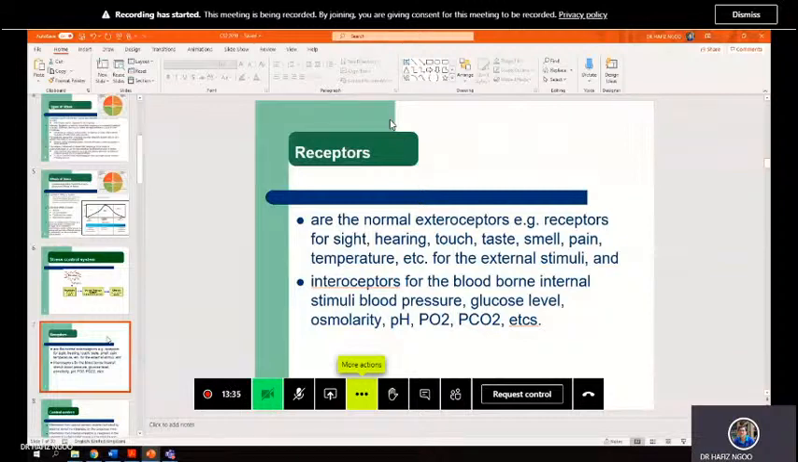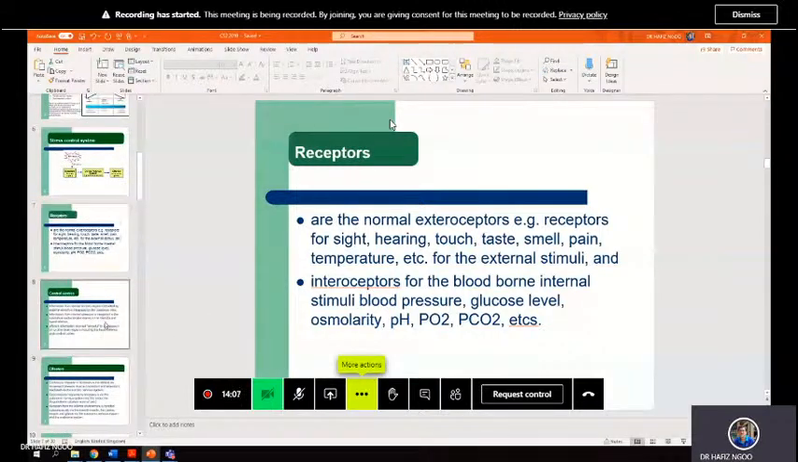Receptors, that's what we hear, we see, we touch, we taste, we smell, the pain, temperature. All these are the receptors that actually sense the stimulus. So there are no special stress receptors that sense it. It's all our normal receptors that sense the changes. And the internal receptors are interoceptors that monitor our body: blood pressure, glucose level, osmolarity, pH, partial pressure of oxygen, and carbon dioxide. So these are the receptors.